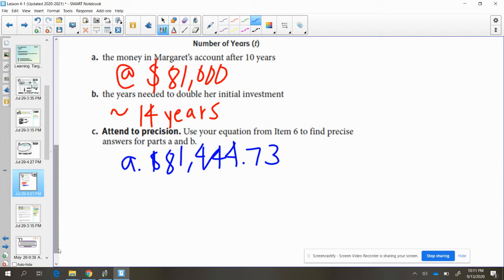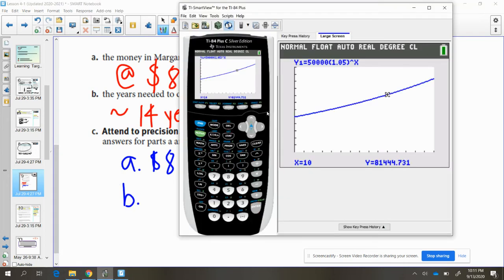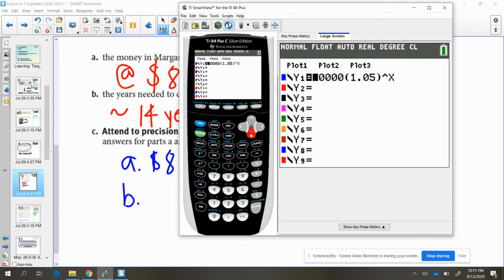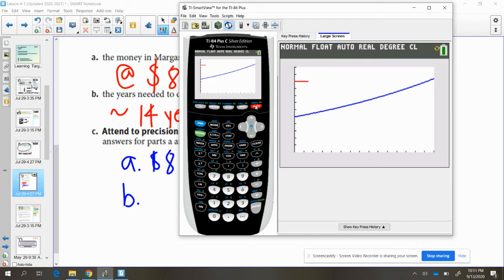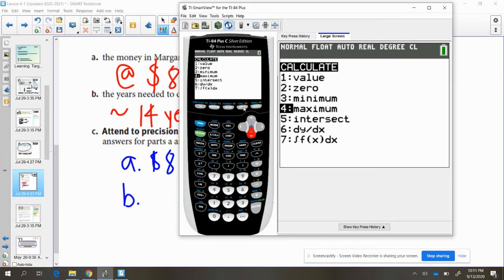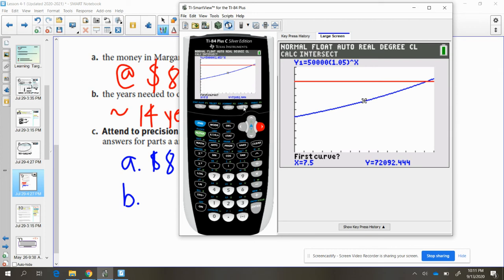And then for the time it's going to take to double her money, there are two ways we could look at that. We can graph when this is going to hit 100,000 and look for the intersection. So second, calculate the intersect of our two graphs. It keeps going a little bit here, takes a moment. Scroll over. We set our guesses right here. Enter, enter, enter. We see about 14.2 years to get that.